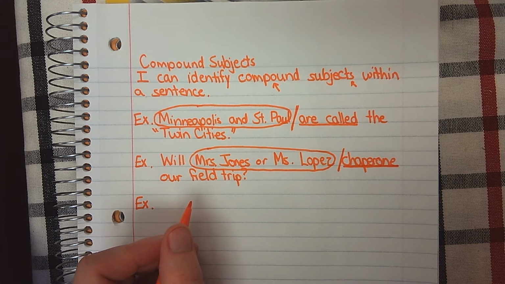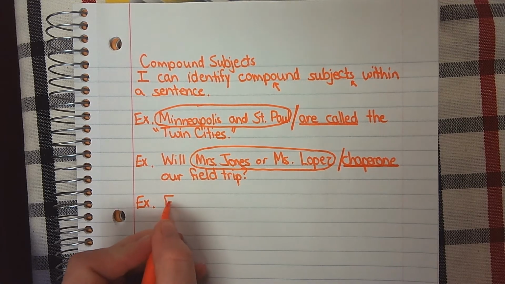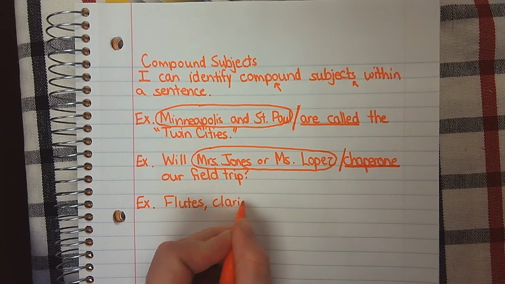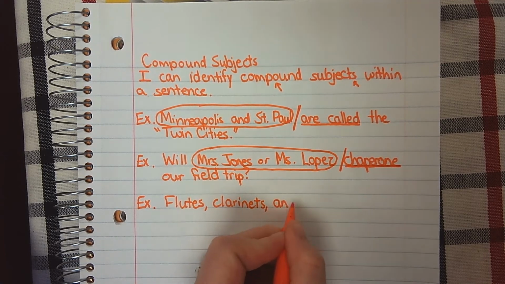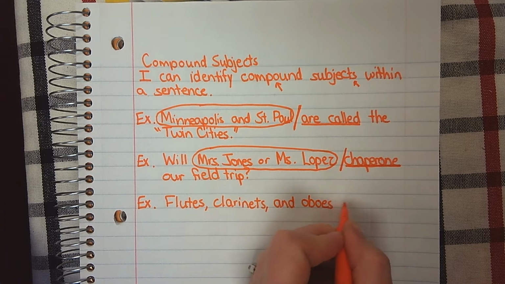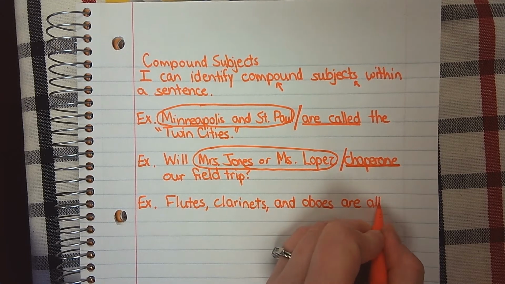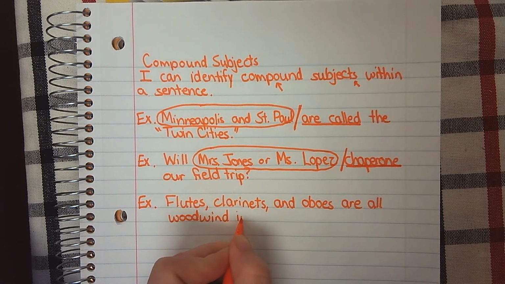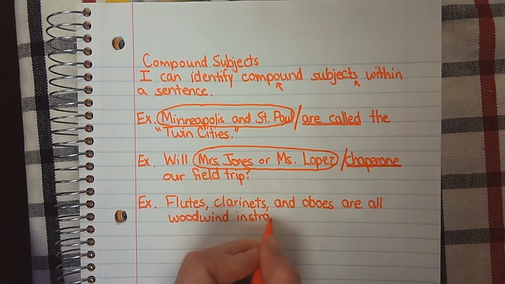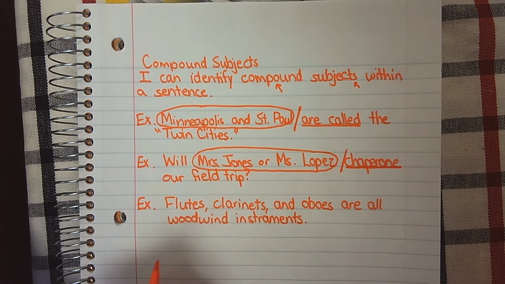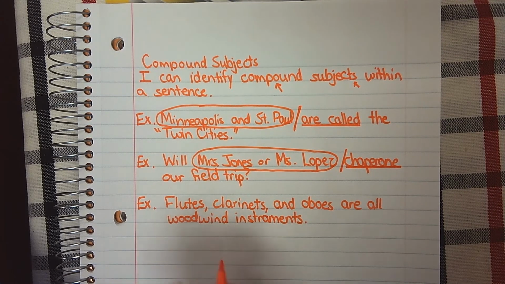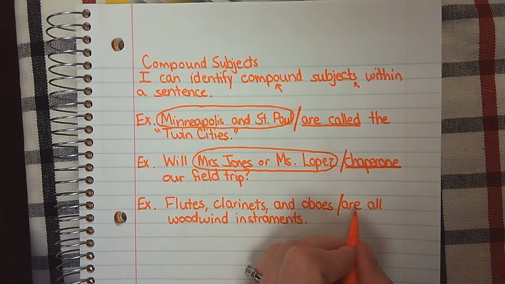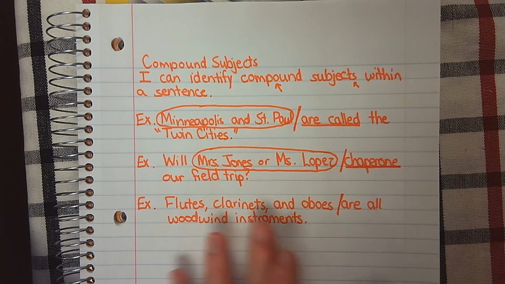Flutes, clarinets, and oboes are all woodwind instruments. Again, I can separate this sentence right before the verb, which is are. This is a linking verb. There's no action really taking place. It's just giving us more information about our subject.